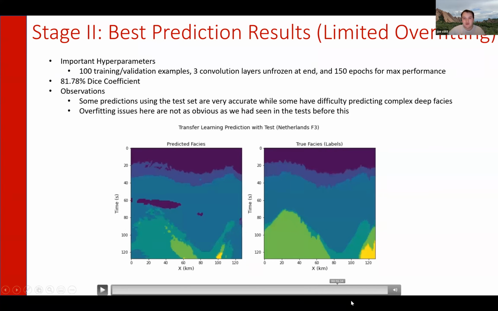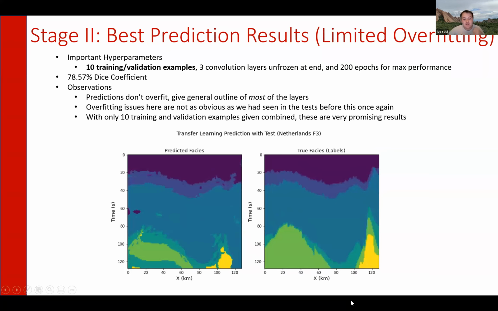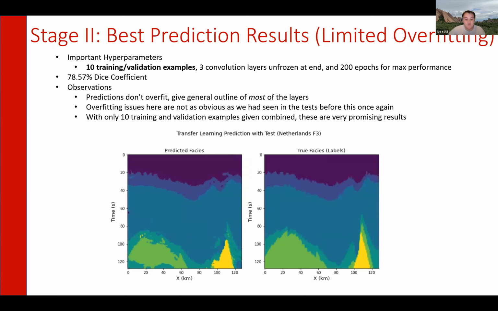And then finally, the cream of the crop here, with only 10 training examples inputted for this example that we see here, we found very promising results where predictions don't overfit like we've seen in previous iterations, and we get predictions with a general outline of all the facies layers and the layers themselves. And with only 10 training examples at a 78.57 dice coefficient, these are very promising results and show high potential with data set to data set transfer learning if you're only given a few training examples to train off of.